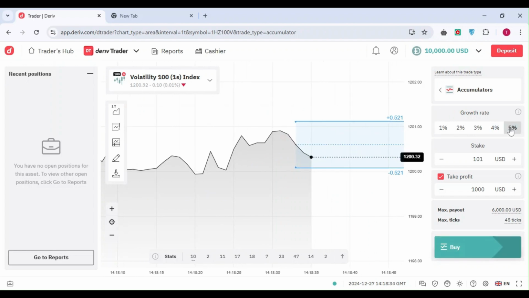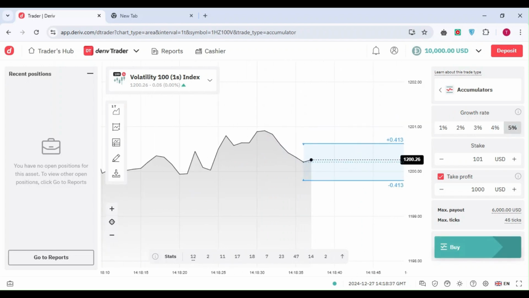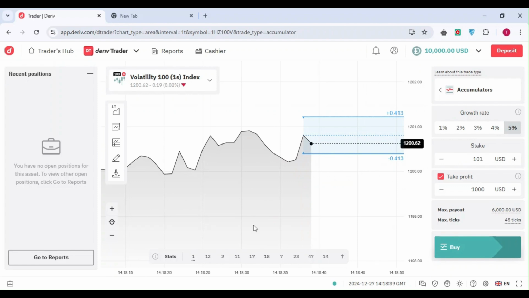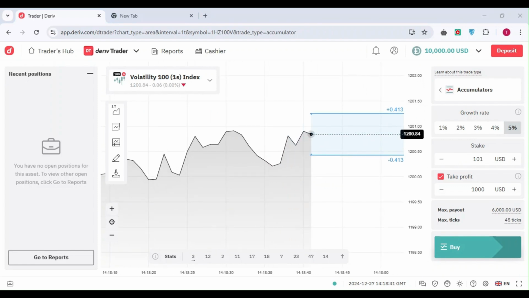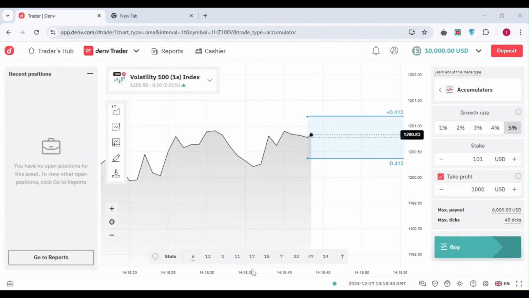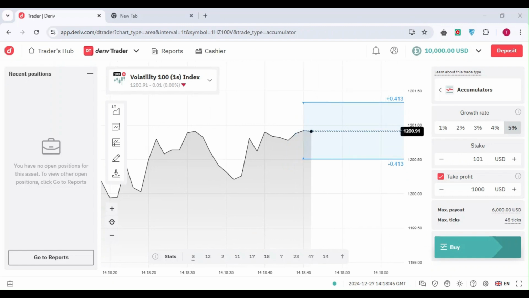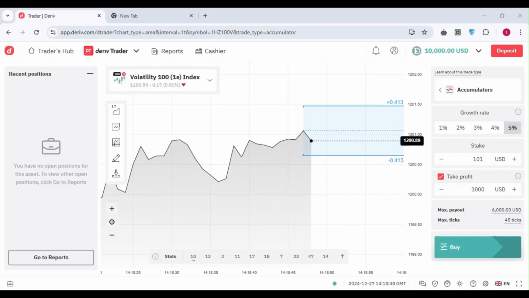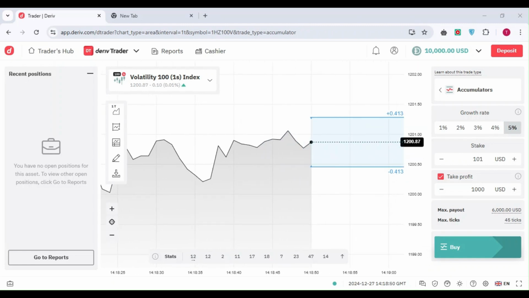So if you go to a 5% growth rate, I just want you to see the contrast and compare. As you can see from the current number of ticks, which is right here, and the history, you can see that very few are even above 10. And that's what I mean.